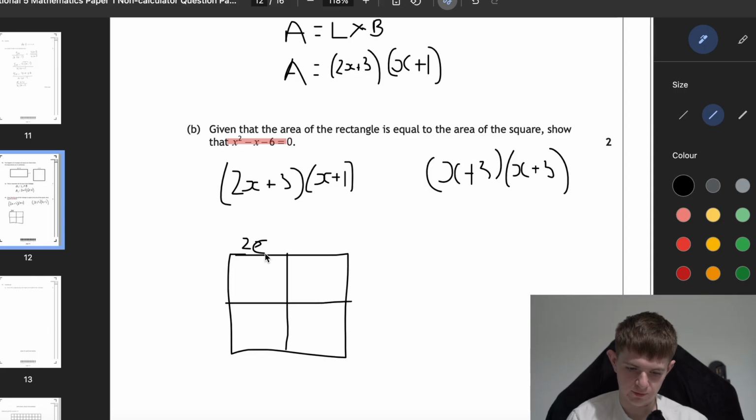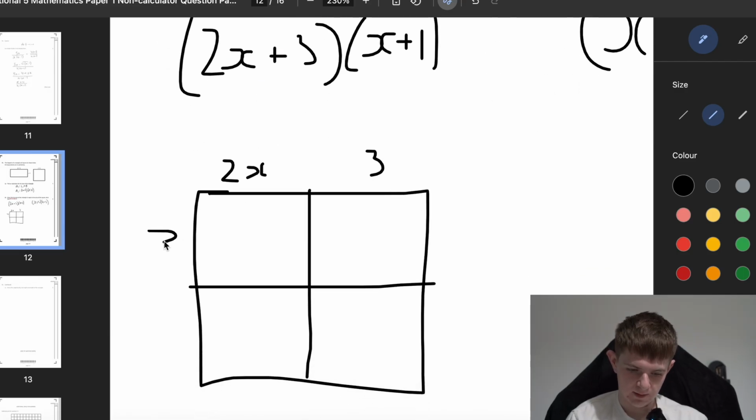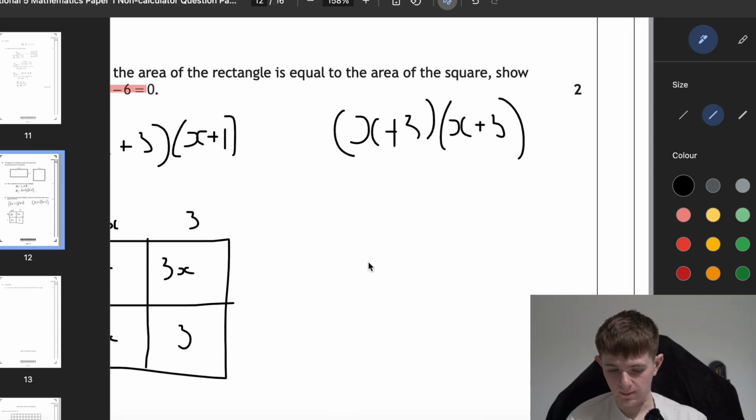2x add 3 on top. 2x, 3, x, and the 1. x times 2x is 2x squared. 3 times x is 3x. 2x times 1 is 2x. 3 times 1 is 3. So we're going to leave that, we'll come back to it.